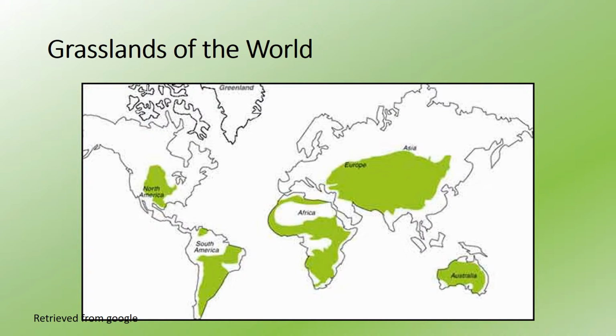The grasslands of the world, most of what people know as grasslands are the savanna in Africa. But there's also a huge amount of grassland in Europe and Asia, the central plains of North America, even South America, throughout the rainforest and stuff like that. But Australia is primarily grassland except for the coast.